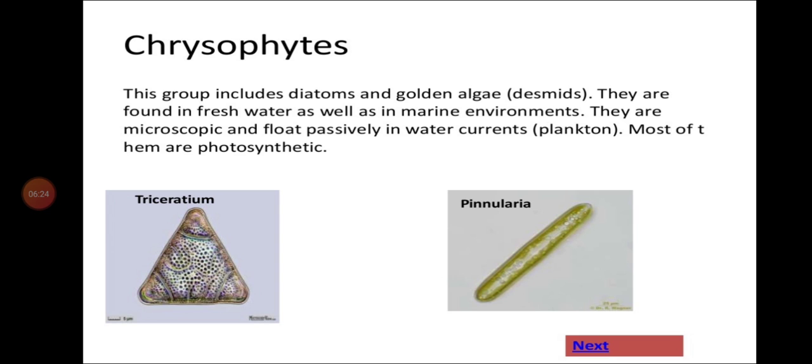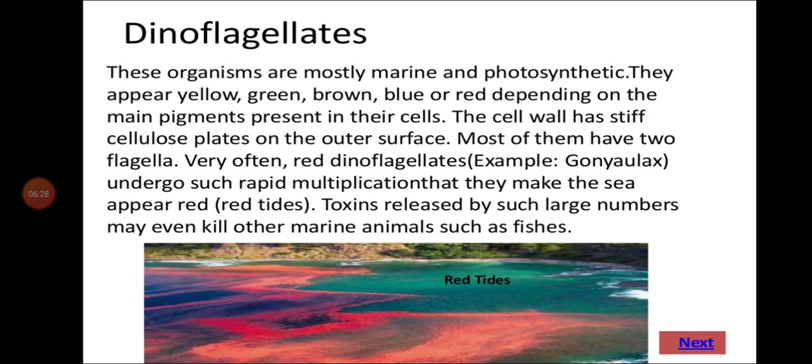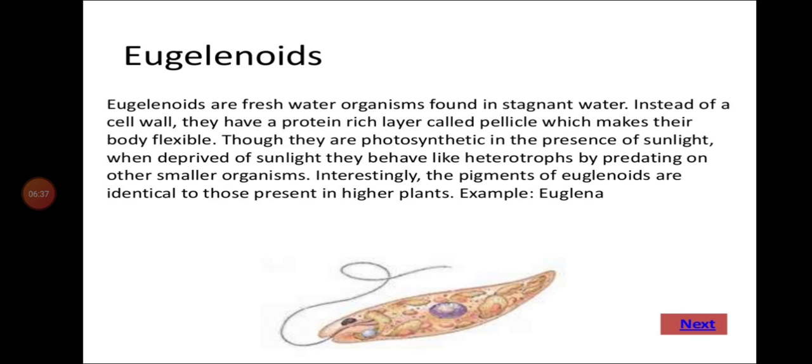So this is the example for Chrysophytes, Triceratium, Pinularia and Dinoflagellate. They have no histone protein, though it is a single-celled eukaryote, and it started to release toxin. And Euglenoids, plant and animal, example Euglena.